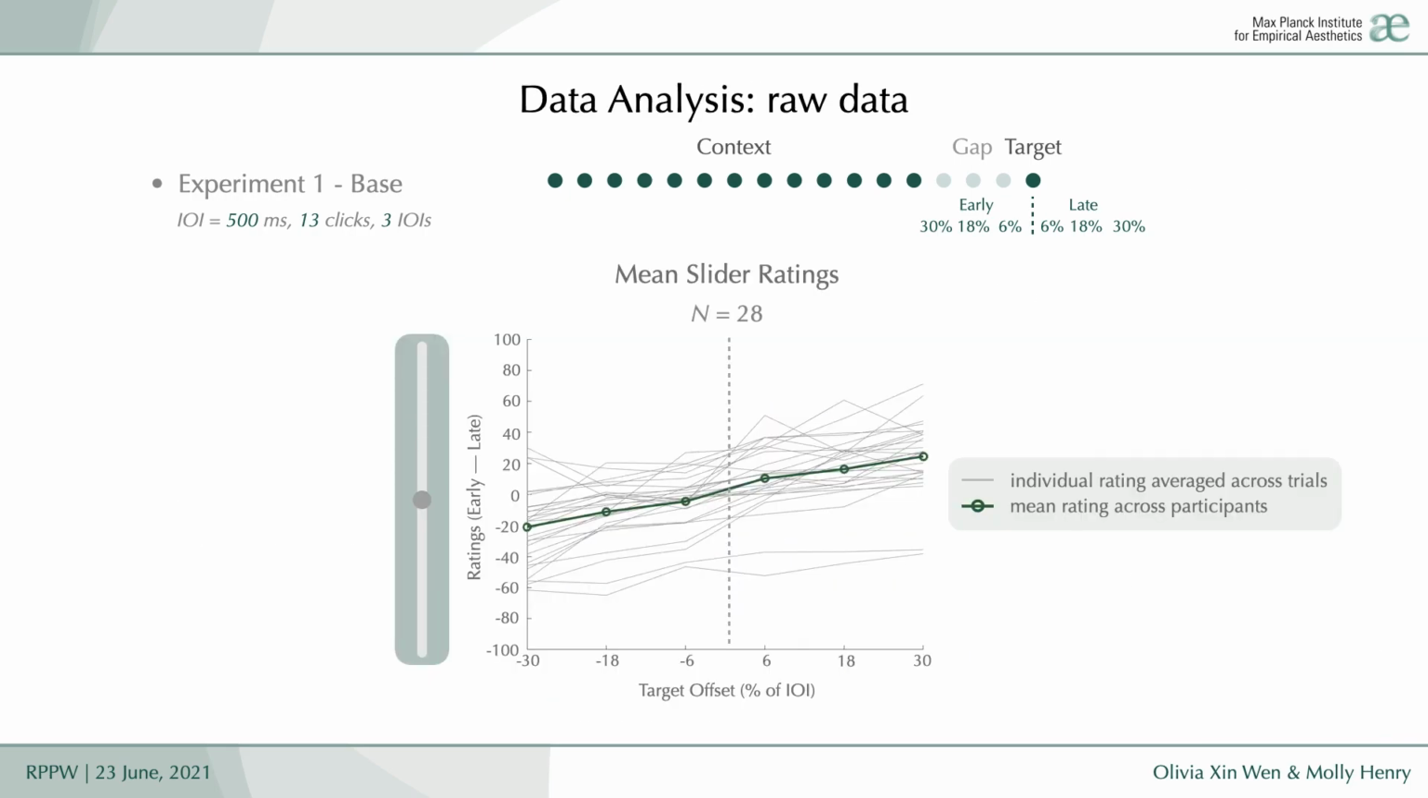Here is our data from the base experiment. On the x-axis are the target offsets, and the y-axis corresponds to the slider, coded from negative 100 being extremely early to 100 being extremely late. You can see that when done correctly, the slider ratings should have a positive slope, meaning that earlier offsets were rated as earlier and later offsets as later.